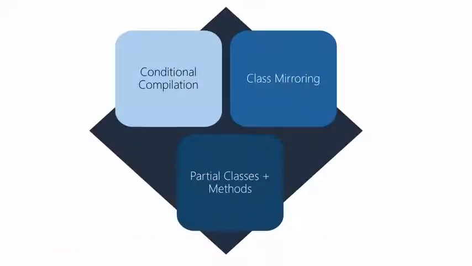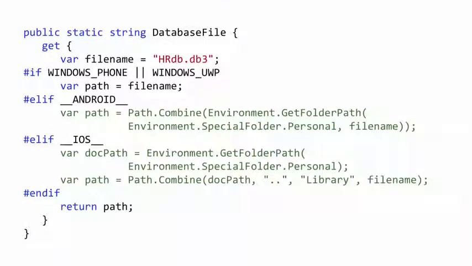So there's really three approaches that we're going to use when we start to structure our code properly. And these same approaches would be used whether we're using file linking or shared projects. So let's look at each of these strategies, starting with conditional compilation. The first thing that we can do is to use conditional compilation.